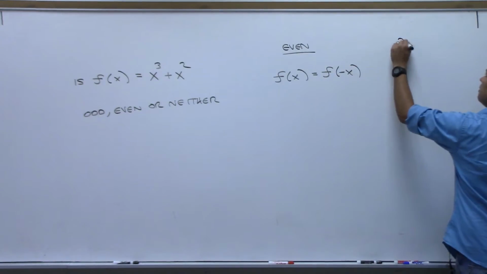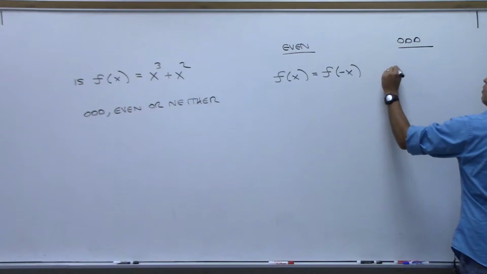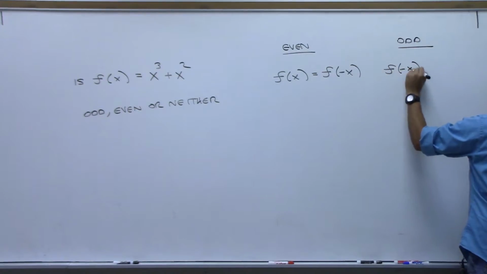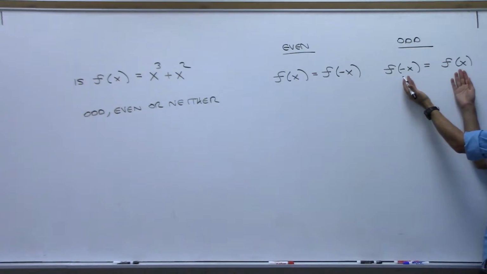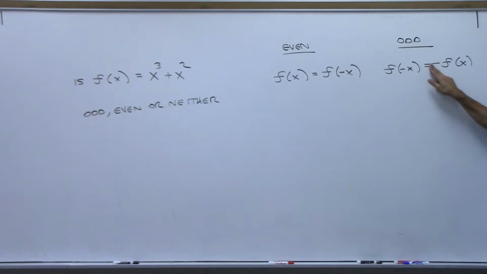To be odd, when I plug a negative in, I shouldn't get just the function, because then it would be even, right? I should get the opposite. And if neither, then neither one of these would hold. You would just get a completely different answer.